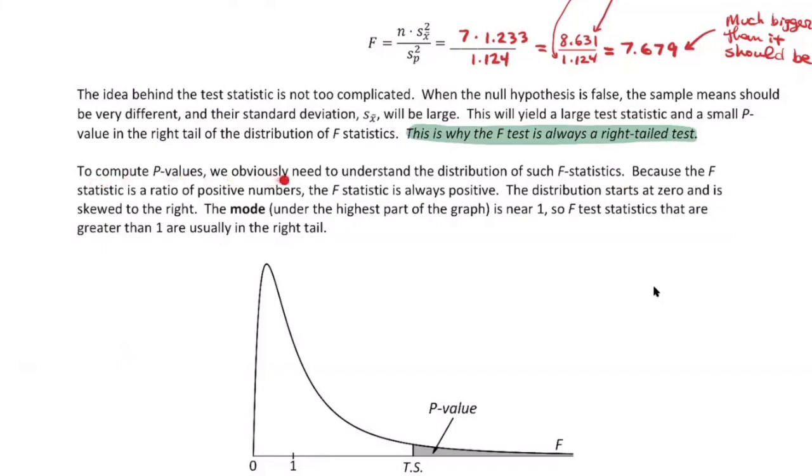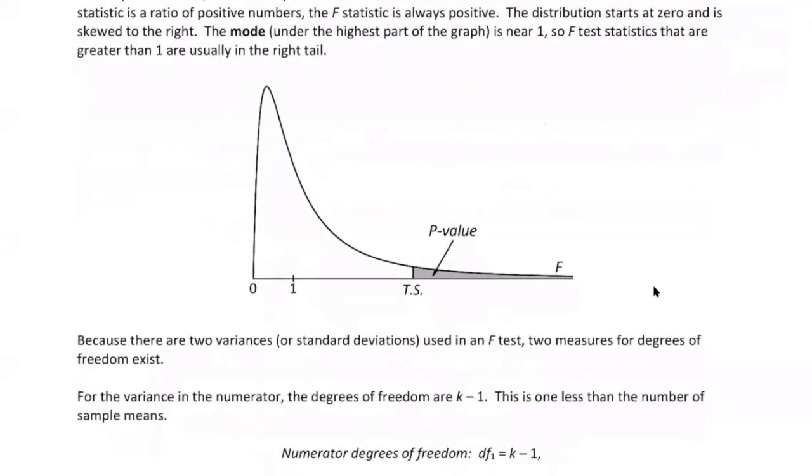To compute p-values, we obviously need to understand the distribution of such F statistics. Because the F statistic is a ratio of positive numbers, the F statistic is always positive. The distribution starts at 0 and is skewed to the right. The mode under the highest part of the graph is near 1. So the F statistics that are greater than 1 are usually in the right tail. So you can see the picture of how this works. It's just another one of these skew right distributions because it has to start at 0. The F statistic cannot be negative.